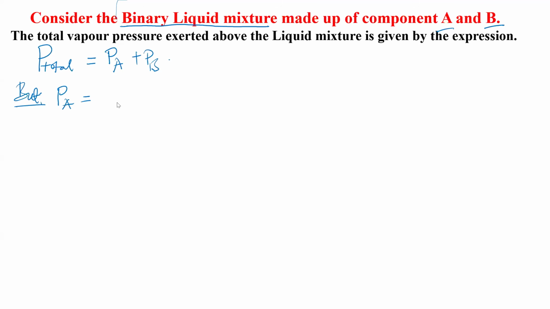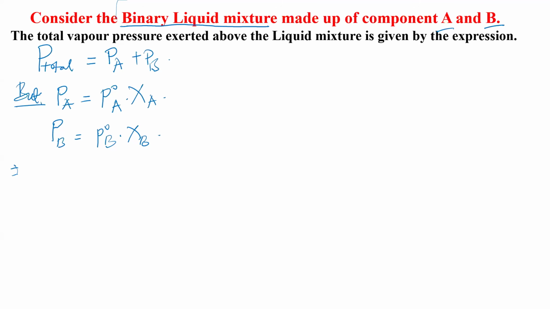What did Raoult's law say? The partial vapor pressure of A is equal to the vapor pressure of pure A times the mole fraction. Isn't it? Yes. Meaning, if we want it also for B, the partial vapor pressure of B will equal the vapor pressure of pure B times the mole fraction of B. Are we there? Yes.